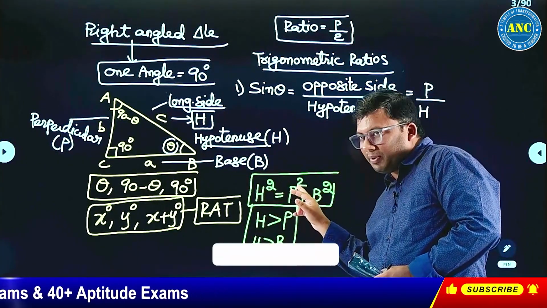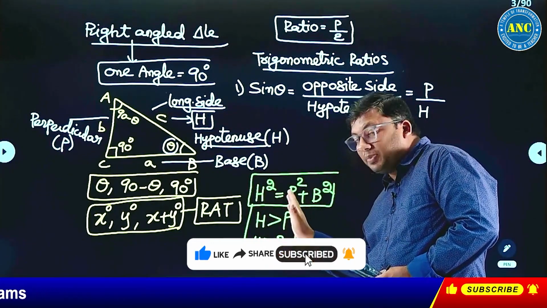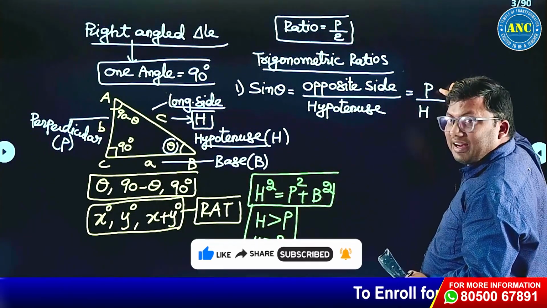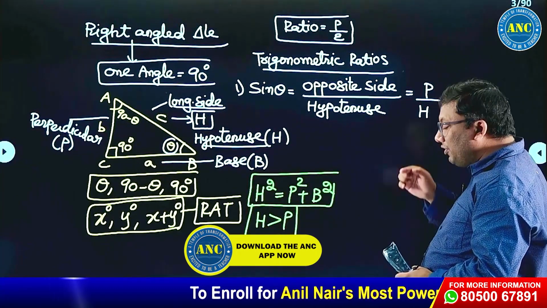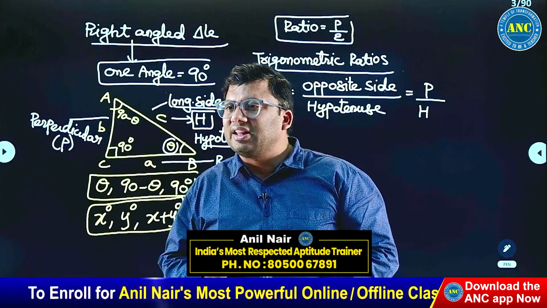Hypotenuse is greater than perpendicular. H is greater than P. That means P will be less than H. Yes or no? P is less than H. Numerator is less than denominator. If numerator is less than denominator, can the value be greater than 1?